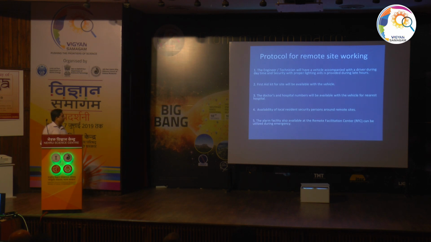Next is the protocol. Engineers and technicians will have a vehicle accompanied with a driver during daytime, and security with proper lighting aids is provided during the late hours. If some engineers and technicians have to go late at night for emergency work, this will be helpful for all of that. First aid is always there with the vehicle. Doctors' and hospital numbers are also provided with the vehicle, on the dashboards, and even with the drivers.